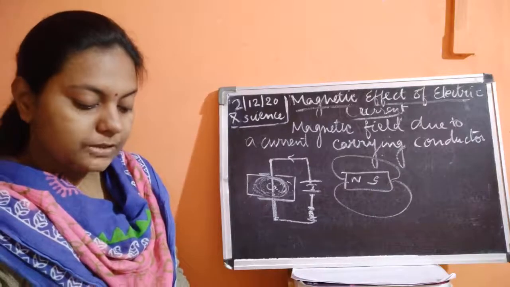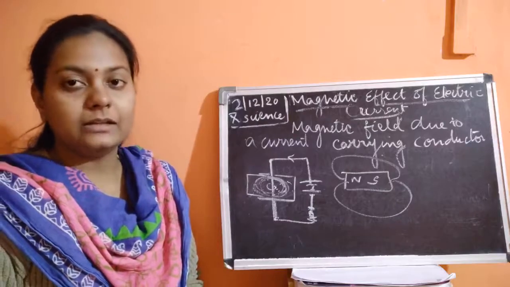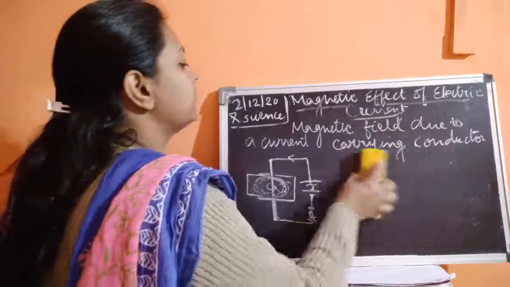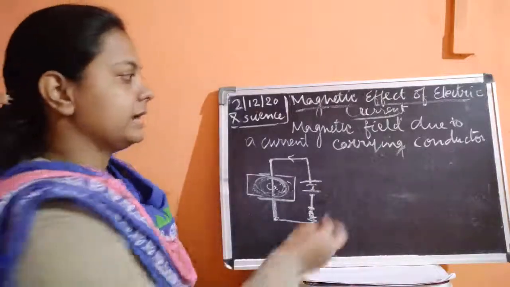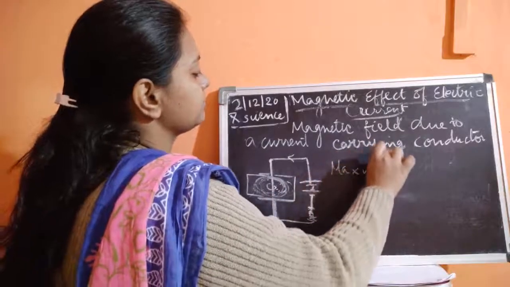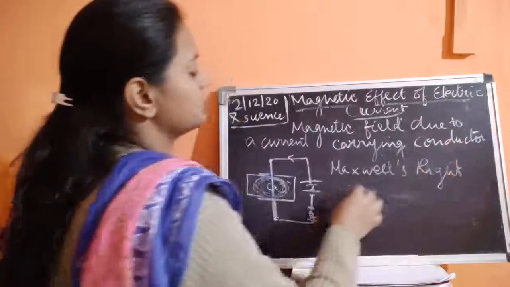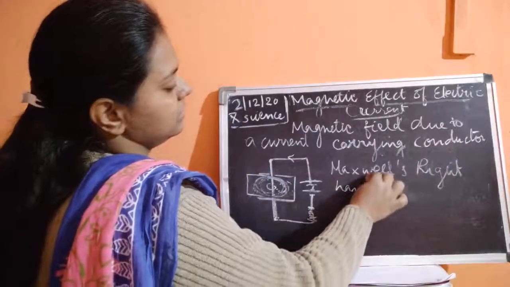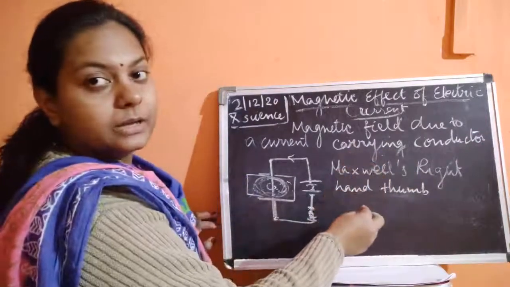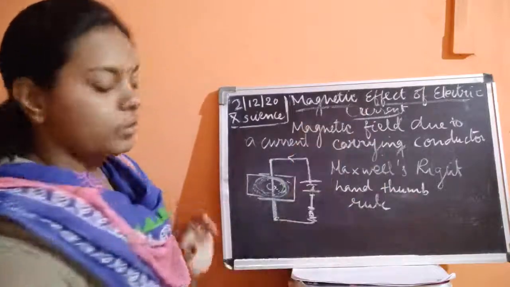So for that we have to study one rule, that is Maxwell's right hand thumb rule. Okay, we will study about Maxwell's right hand thumb rule. What does Maxwell's right hand thumb rule say? What does this rule say?